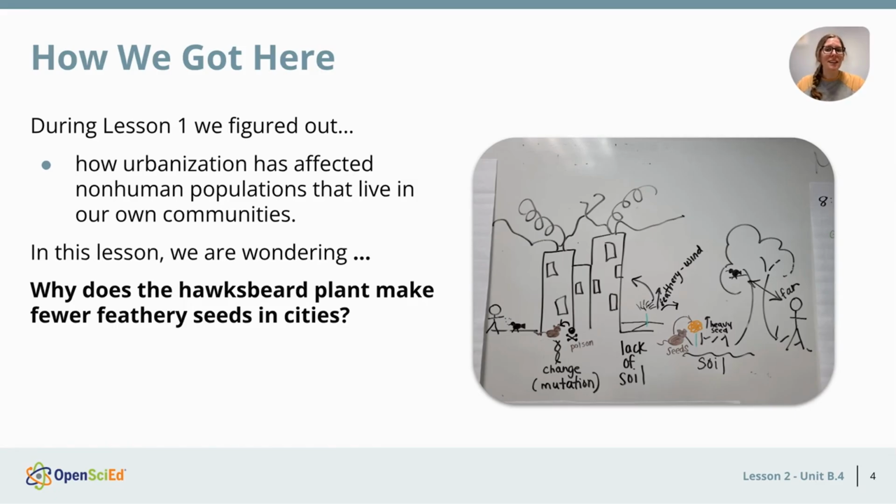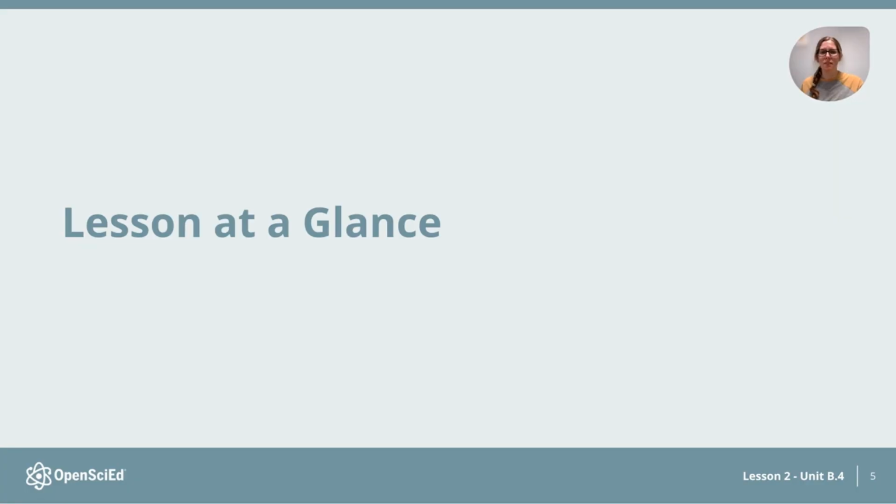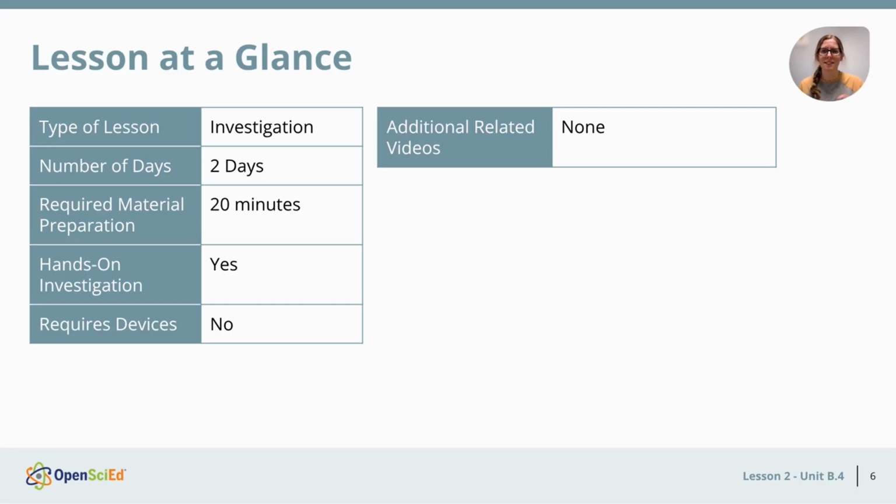All right, so during lesson 1, we figured out how urbanization has affected non-human populations that live in our own communities, our cities. We were introduced to the hawksbeard, the rats, and the juncos. In this lesson, we're wondering, why does the hawksbeard plant make fewer feathery seeds in cities? Let's see the lesson at a glance.